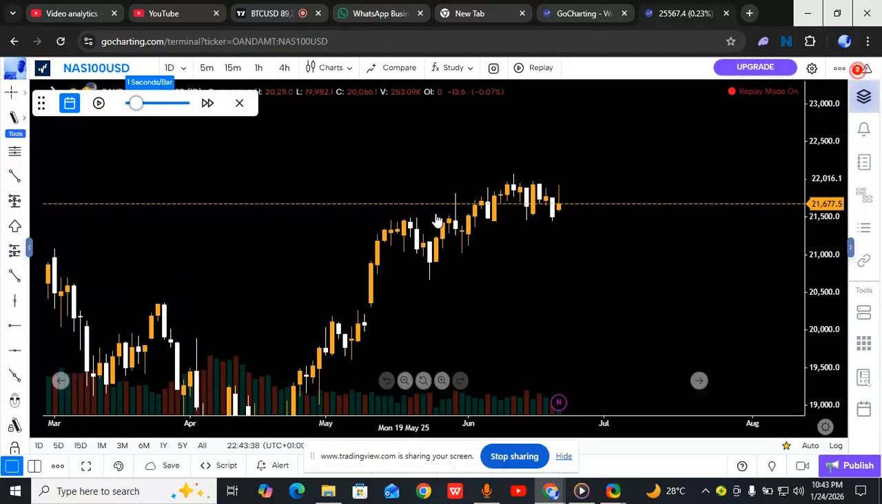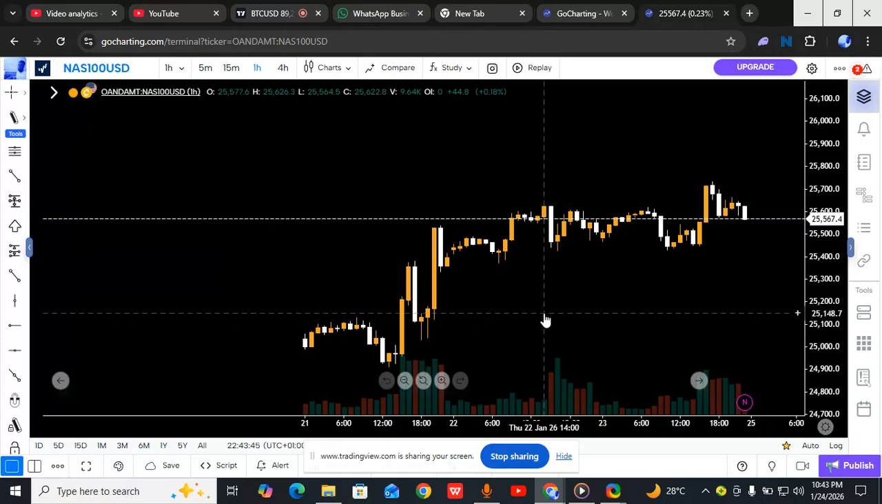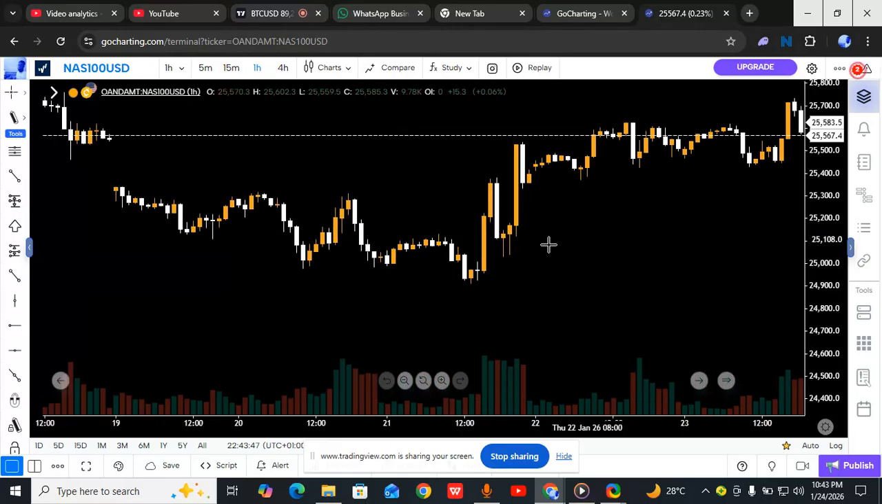So what we want to do right here is that we want to go down to the 1 hour time frame, right? We want to go down to the 1 hour time frame.